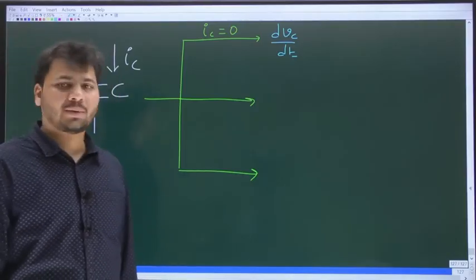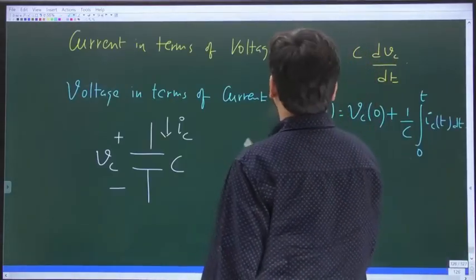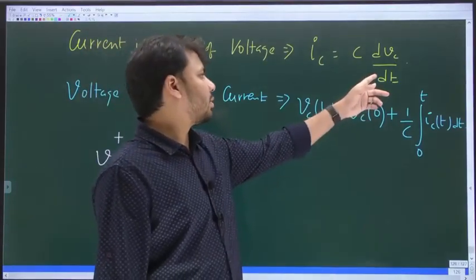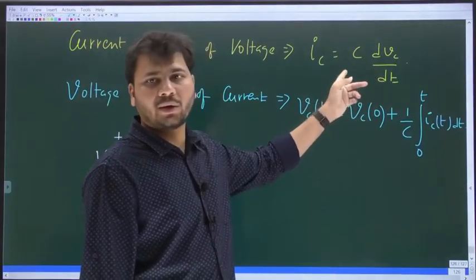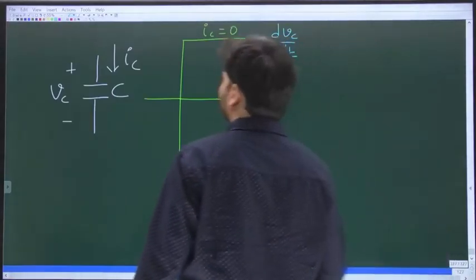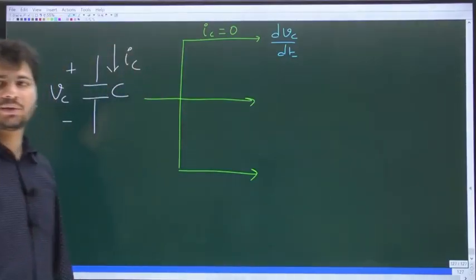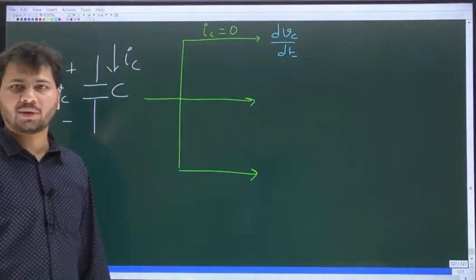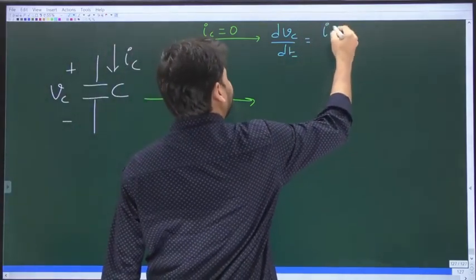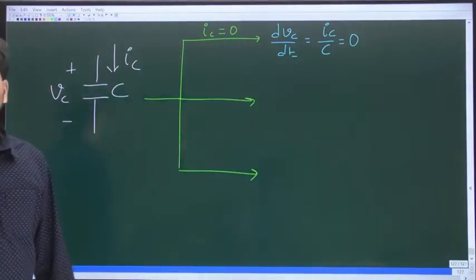You know, IC is C dVc by dt. So what is dVc by dt in terms of IC? IC divided by C. So listen carefully. In the first case, the current through the cap is 0. If IC is 0, always dVc by dt is IC divided by C, that is also 0. dVc by dt is 0.